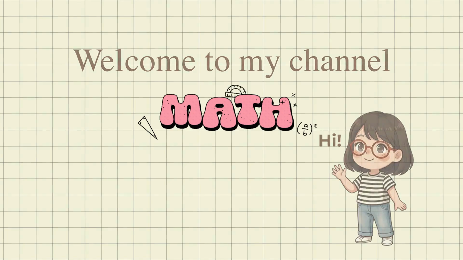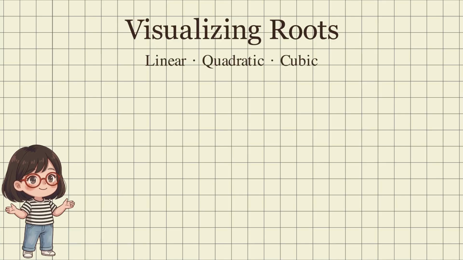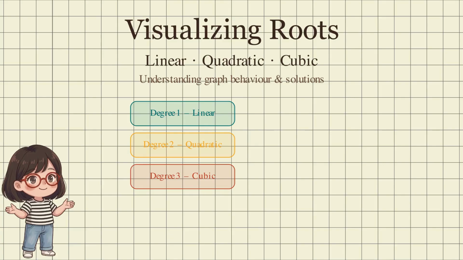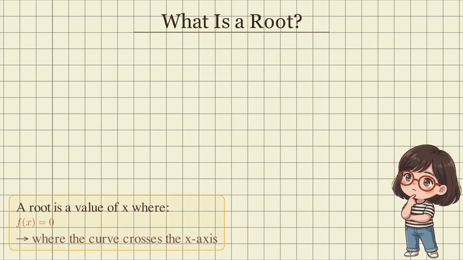In this video, we'll visually explore the roots of polynomial equations, covering linear, quadratic, and cubic degree. We'll use graphs and tables so you can see exactly what's happening. So first, what even is a root? A root is simply a value of x, where f of x equals 0. In other words, it's the point where the graph touches or crosses the x-axis.